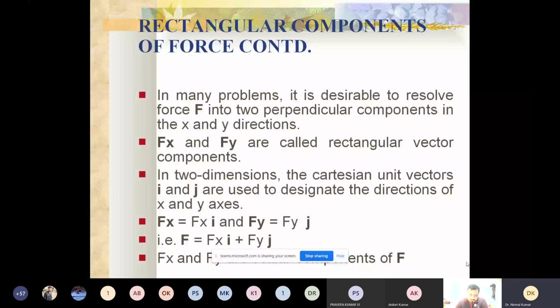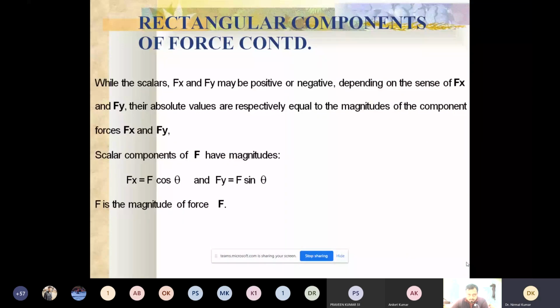So therefore in two dimensions we shall write the resultant vector F equivalent to Fx i plus Fy j. And what will be the value of Fx? This is nothing but F cos theta, and Fy will be nothing but F sin theta, where F is the magnitude of the force. And writing this in vector form, it will be written as F cos theta i plus F sin theta j.